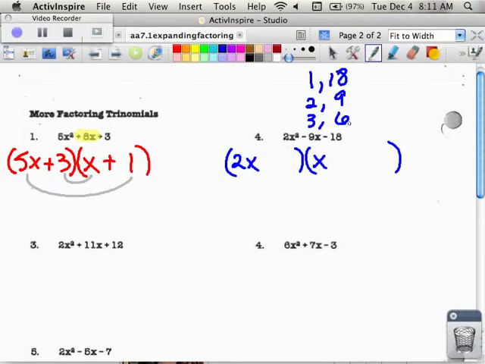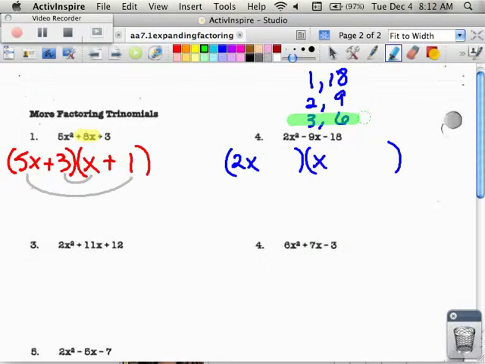Now, the truth is that in the end, I have to find a combination that when I'm using the 2x and the x, I produce 9. Generally, not always, I use the ones that are closest to each other. So I like to stick with, in this case, the 3 and the 6. If the 3 and the 6 don't work for me, I will go back and then try the 2 and the 9, and then the 1 and the 18. But usually, the numbers that are closest together work the first time.